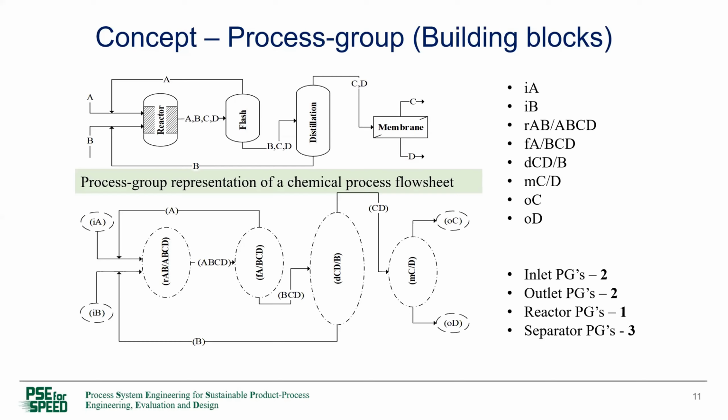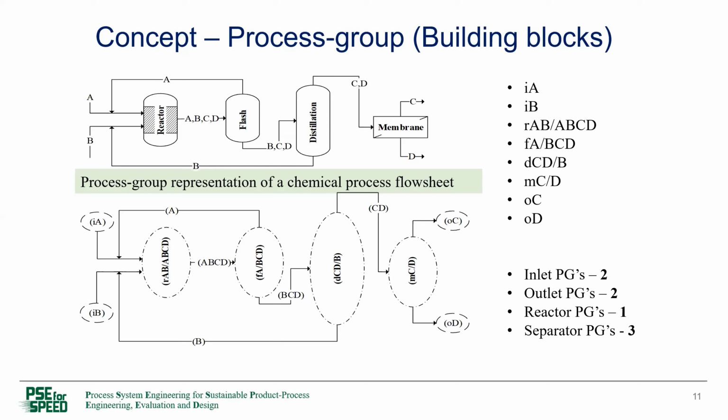So we have 2 input groups. We have 1 reactor group. We have 3 separation groups. And we have 2 outlet groups. So we put those groups in there, and we have a representation of the flow sheet in terms of groups.